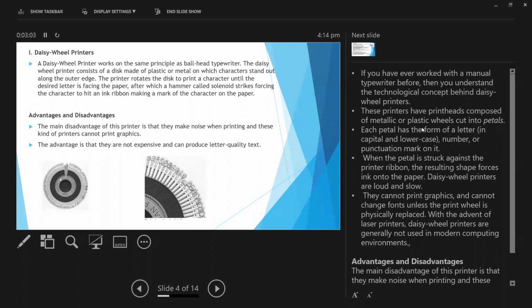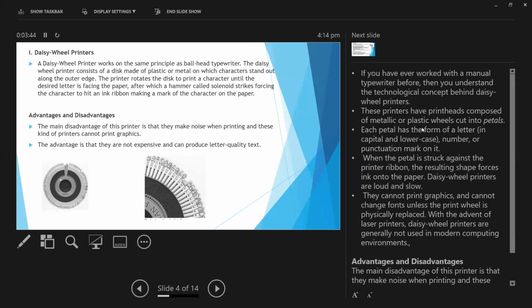If you have ever worked with a manual typewriter before, then you understand the technology concept behind daisy wheel printers. These printers have print heads composed of metallic or plastic wheels cut into petals. Each petal has the form of a letter in capital or lowercase, a number, or a punctuation mark on it. When the petal is struck against the printer ribbon, the resulting shape forces ink onto the paper. Daisy wheel printers are loud and slow. They cannot print graphics and cannot change font unless the print wheel is physically replaced.